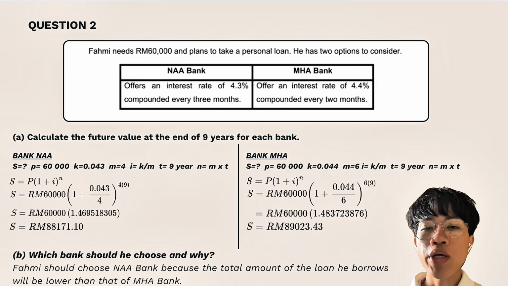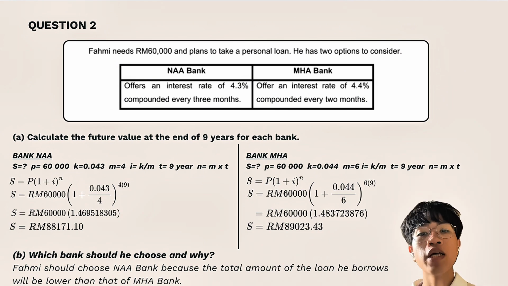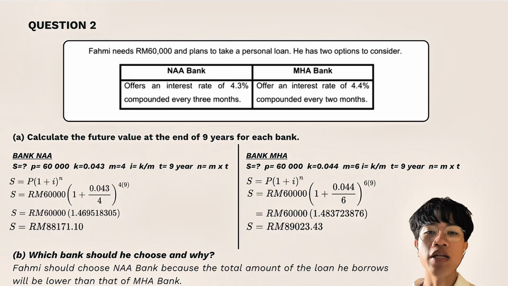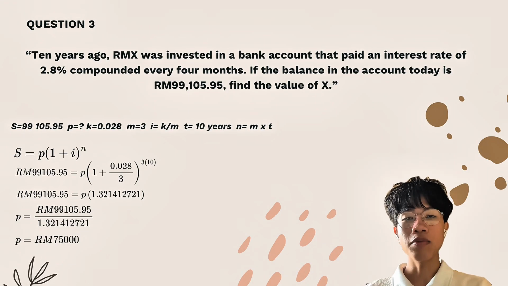Now let's move to question B. Which bank should he choose and why? So the best choice is NAA Bank because he will end up owing less after 9 years. So let's move to question 3.